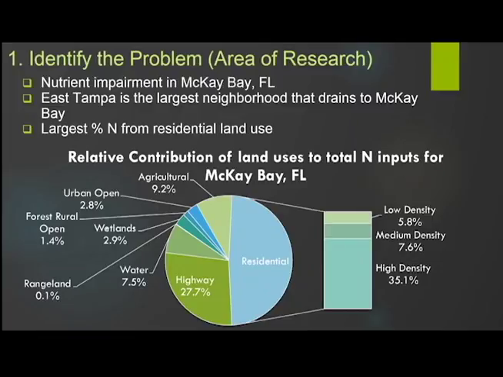McKay Bay is an embayment of the larger Tampa Bay, and a study done by the EPA showed how residential land use contributes the most total nitrogen inputs to the bay compared to other types of land uses, such as highways or agriculture. And East Tampa is the largest neighborhood that actually drains to McKay Bay.